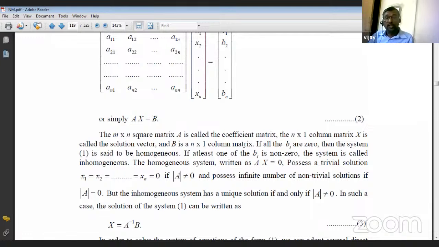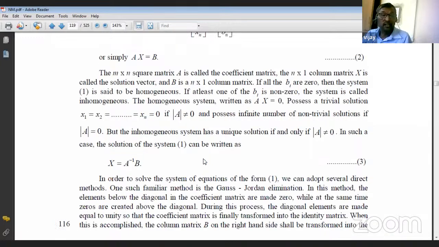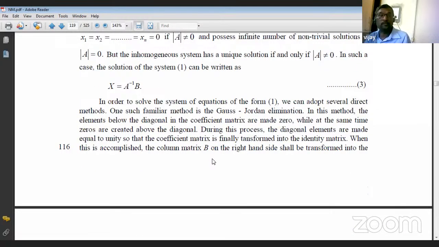The homogeneous system Ax equals 0 possesses a trivial solution x1 equals x2 equals x3, and so on, xn equals 0. If the modulus of A is not equal to 0 there is only the trivial solution, and if the modulus of A is equal to 0 it possesses an infinite number of non-trivial solutions. In the case of a unique solution, where the modulus is not equal to 0, you can write x equals inverse of A times B.